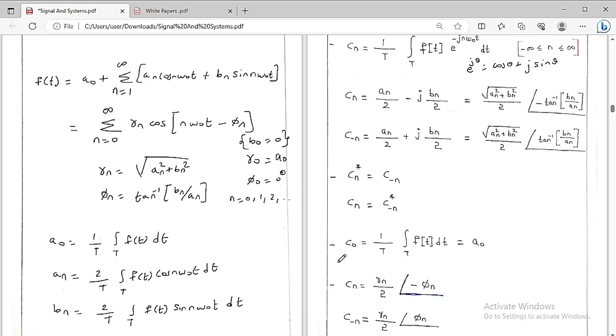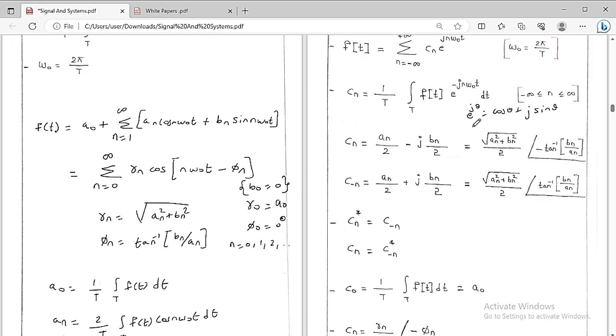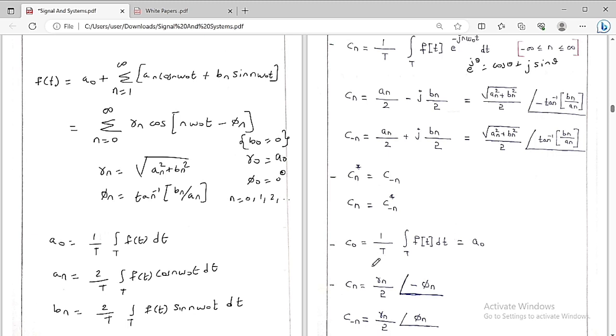Now what is C naught? In place of n, if I substitute 0, then what am I going to get? C naught is equal to 1 by T. In place of n, I have substituted 0, and e to the power of 0 is nothing but 1. So you get 1 by T integration over T of f of t dt, which is nothing but a naught. So C naught is nothing but a naught. Then what is Cn? I want to find Cn.